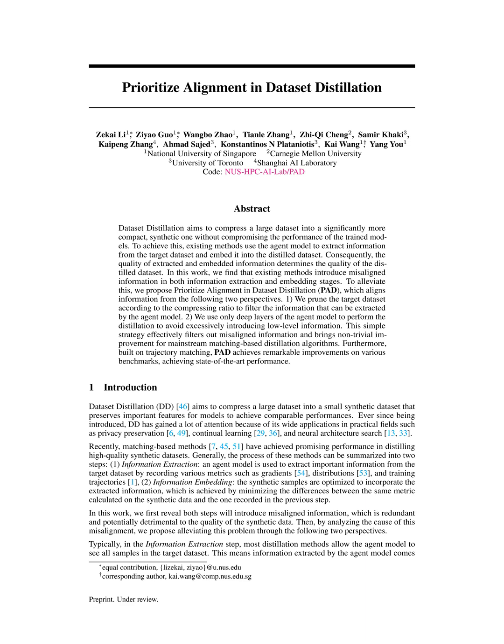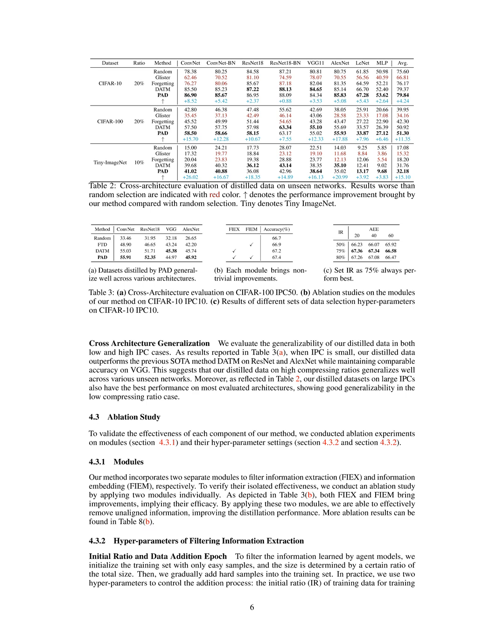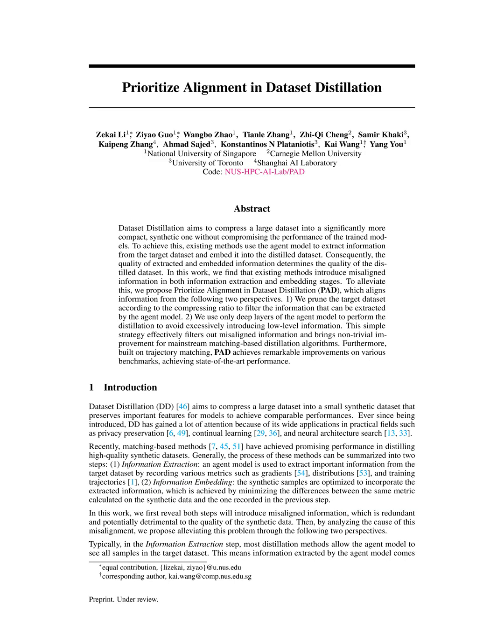2. Information embedding. During this phase, PAD modifies the traditional approach by utilizing only the parameters from the deeper layers of the agent model for distillation. This is based on the observation that shallow layers provide low-quality, redundant signals, while deeper layers capture higher-level representations essential for generating high-quality synthetic samples. By filtering out shallow layer parameters, PAD effectively reduces the introduction of misaligned information, thereby enhancing the overall performance of the dataset distillation process. Through these steps, PAD successfully aligns the information extracted and embedded, leading to improved synthetic dataset quality.